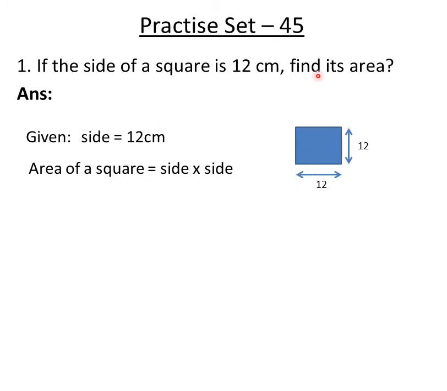Now what is asked? Area is supposed to be found out. So what is the formula for area of a square? We have already seen that it is side into side. Let us substitute the value of this side. What do you have? It is 12 centimeters. So it is 12 into 12. When you multiply this, you get 144 and the unit is going to be centimeter square.